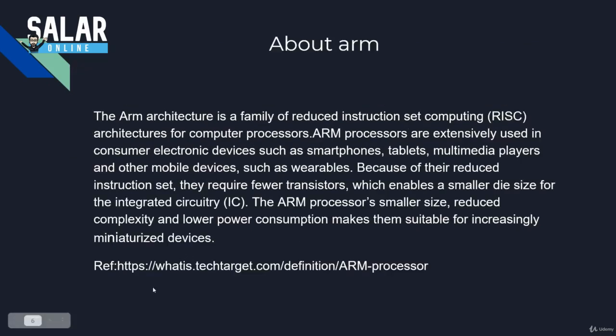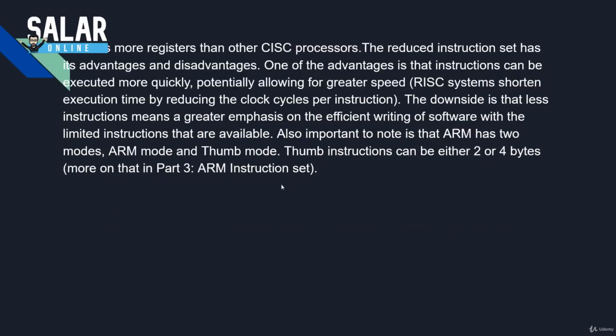If you want to look at more about it, you can go to this website. ARM has more registers than CISC processors. The concept behind ARM is that since it has more registers than CISC processors, it can execute tasks much more quickly than CISC processors. This is the core concept behind ARM.